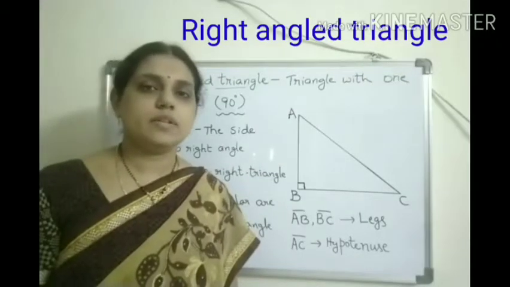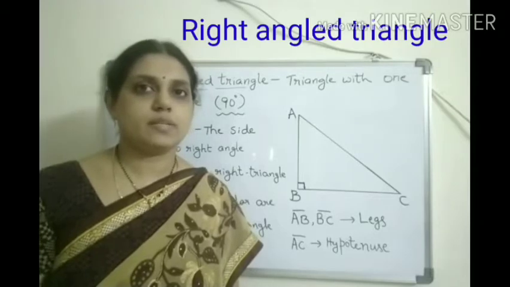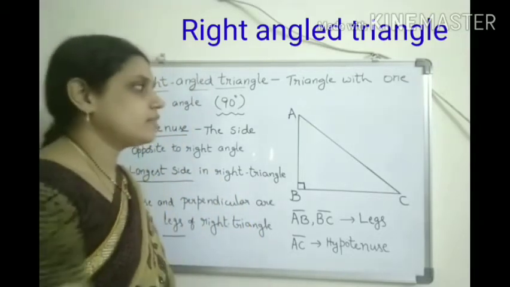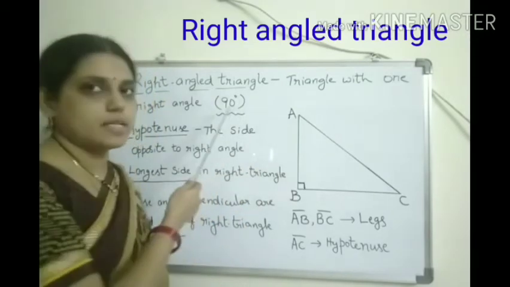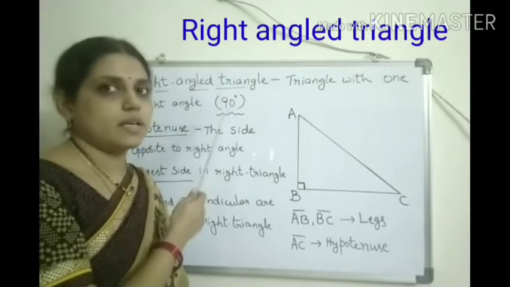Children, in this video we are going to discuss right angle triangle and Pythagoras property. What is a right angle triangle? The triangle with one right angle is a right angle triangle. In short, we can say it as right triangle also.